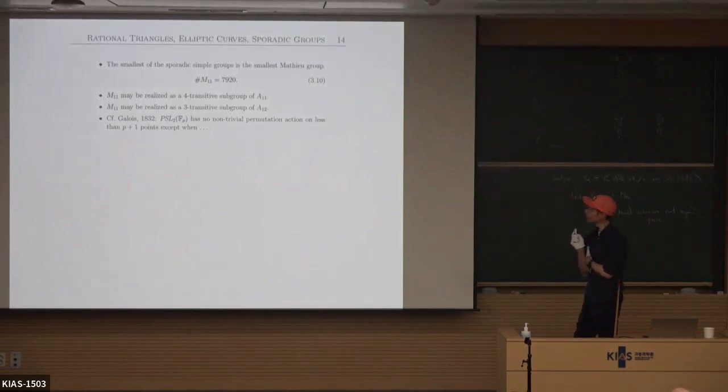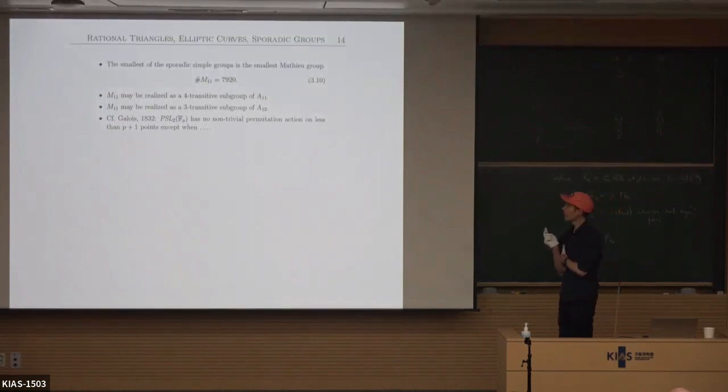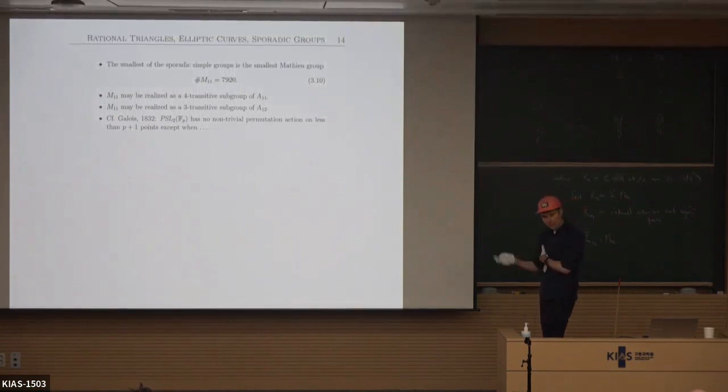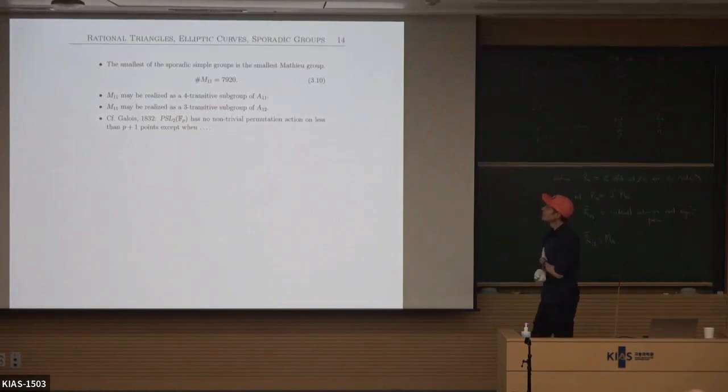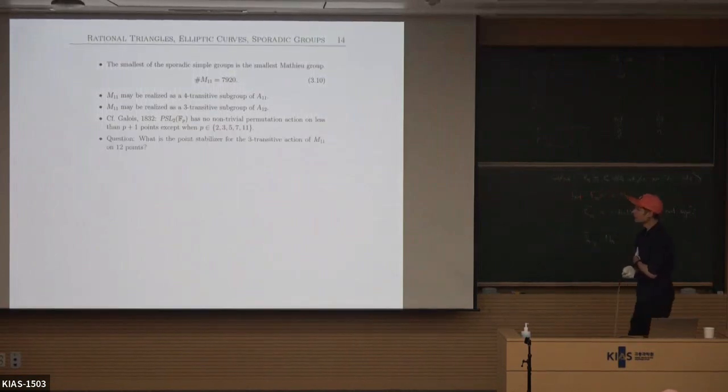So this is kind of reminiscent of Galois' result that PSL2 over a field with p elements acts on p plus 1 points, because it acts on the projective line over F_p, which has p plus 1 points. But for certain p, it has a smaller non-trivial permutation action. So exactly for these values: 2, 3, 5, 7, and 11.